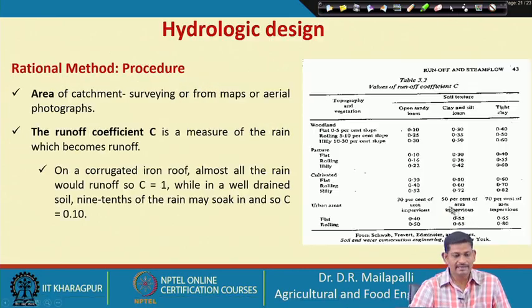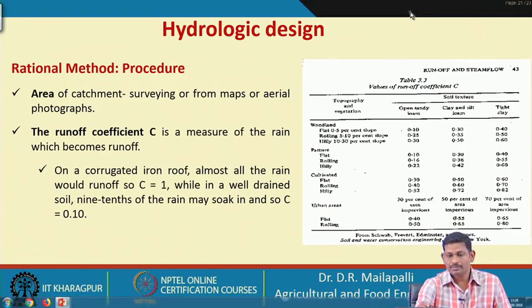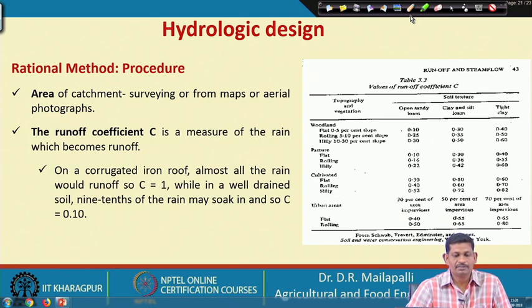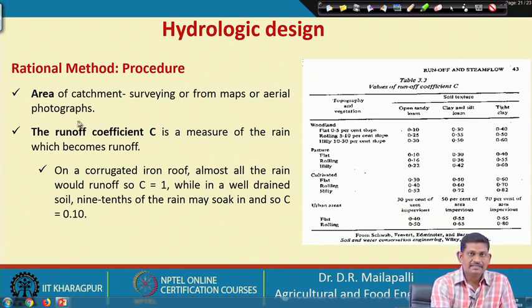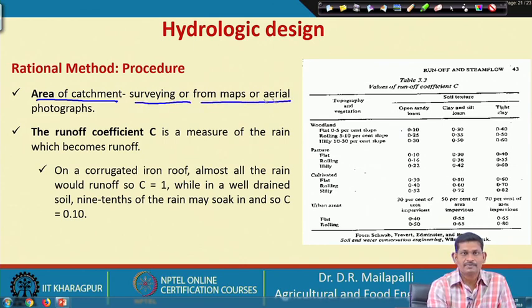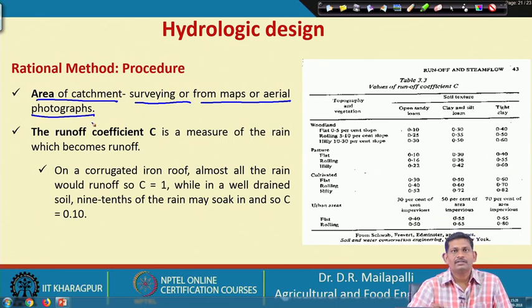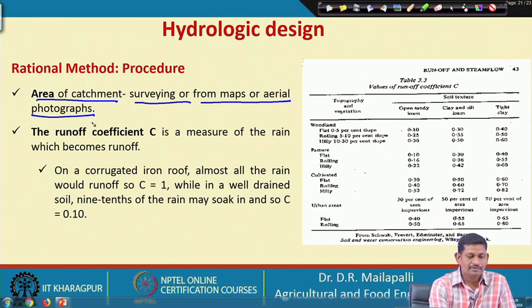So, the next is the procedure of the rational method. The first thing is the area of catchment. This is basically determined by surveying or from maps or aerial photographs. So, the area of the watershed will be determined based on maps, surveying, or aerial photography.